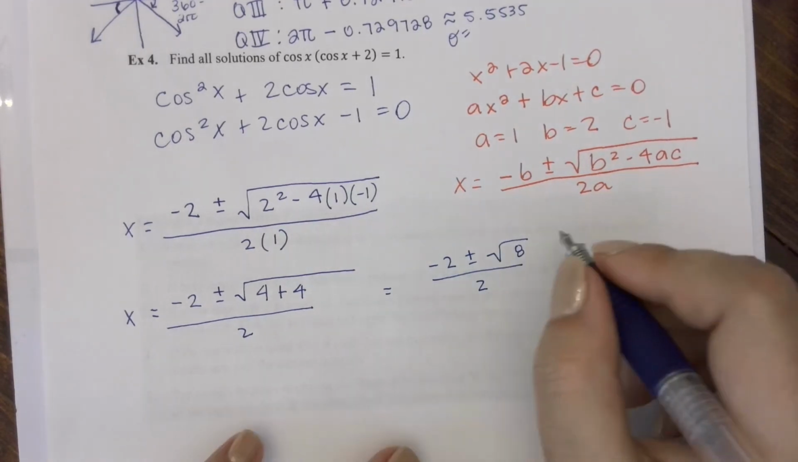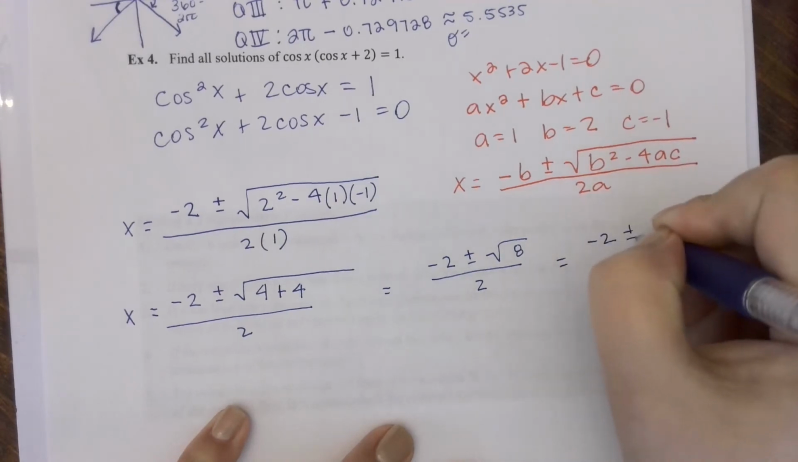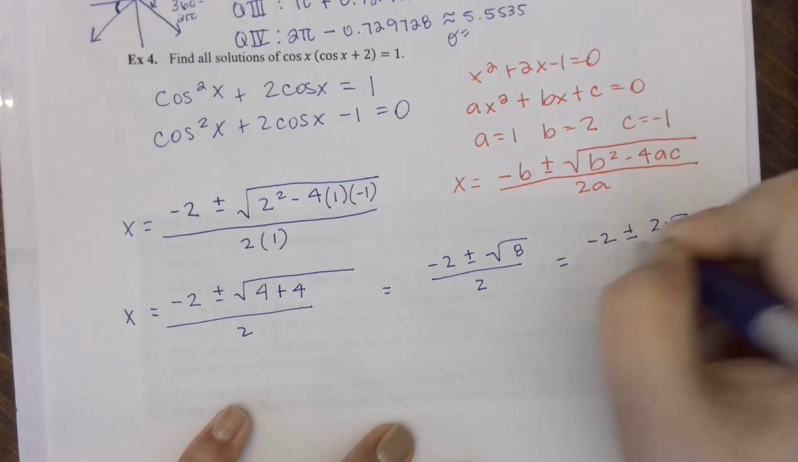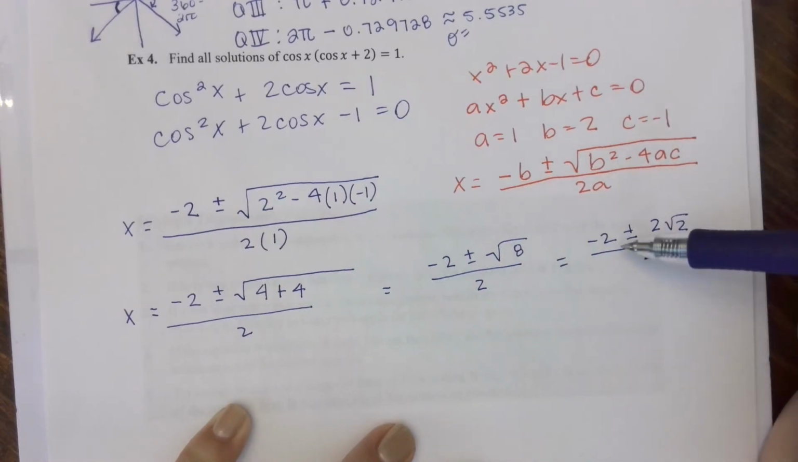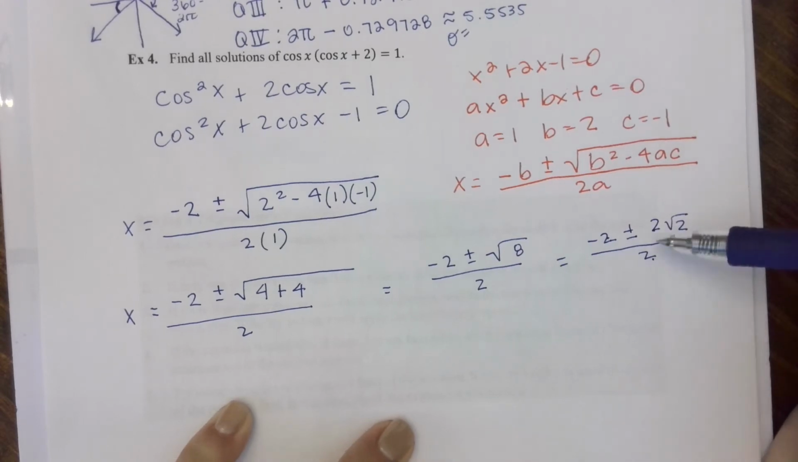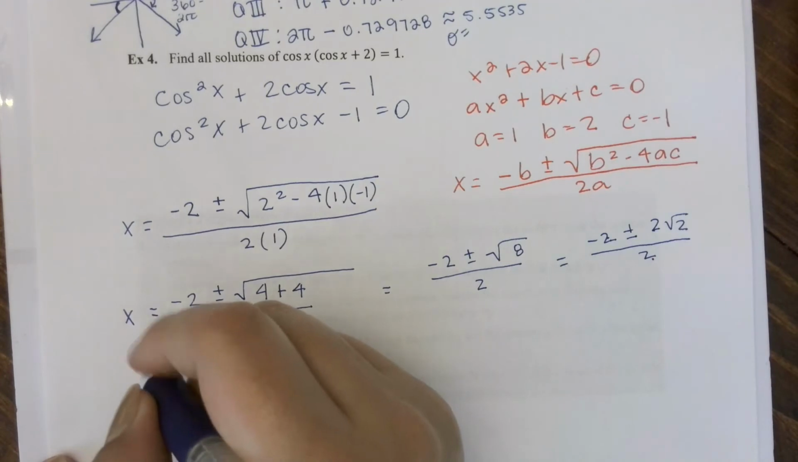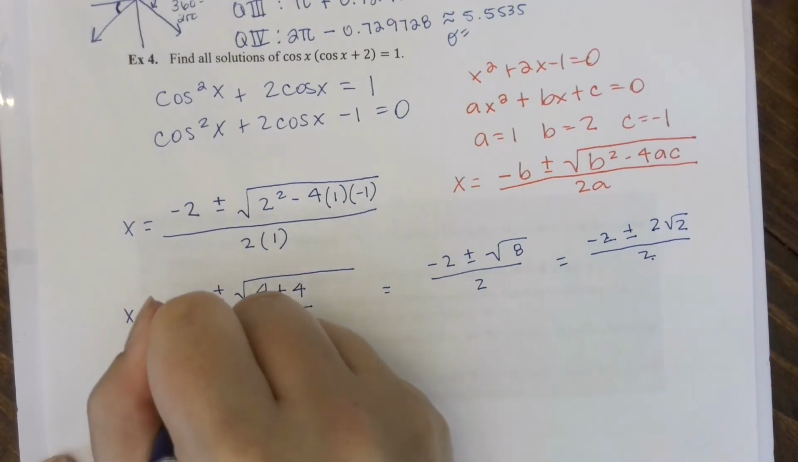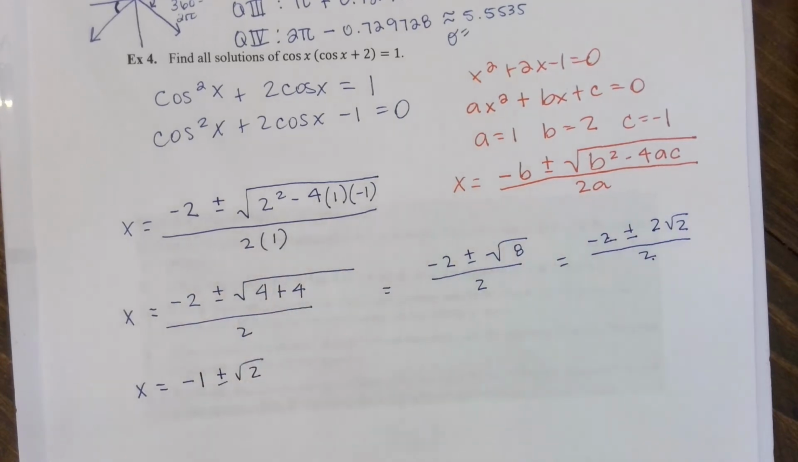Okay, the square root of 8 can be simplified. So we have negative 2 plus or minus 2 square roots of 2 over 2. Okay, all of these have a 2. We have a 2 here, here, and then here. So we can simplify that even further. So that's going to simplify down into negative 1 plus or minus the square root of 2.